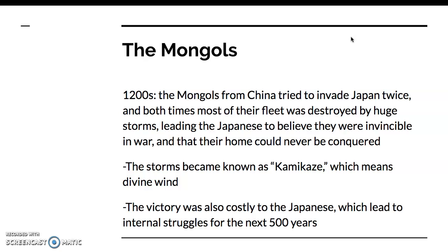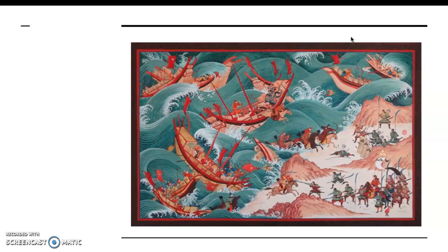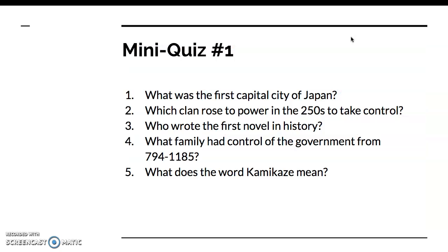The victory was also costly to the Japanese, which led to internal struggles for the next 500 years. But they got a lot of sense of pride in who they were, from their samurai, from the daimyos, the shoguns, and this idea of kamikaze, the idea that their homeland could never be taken captive.